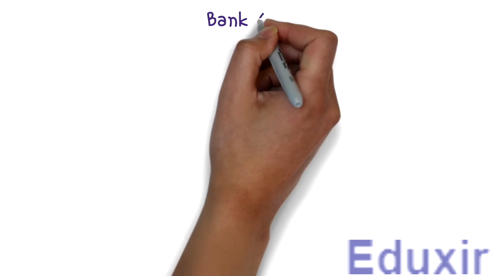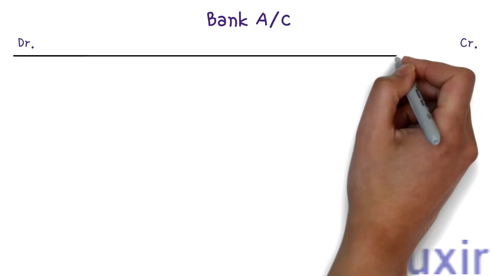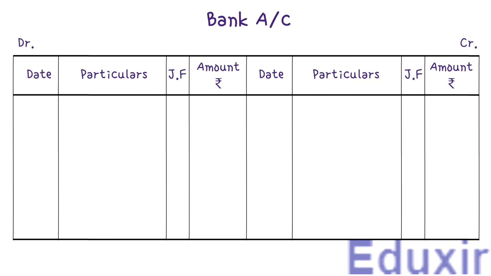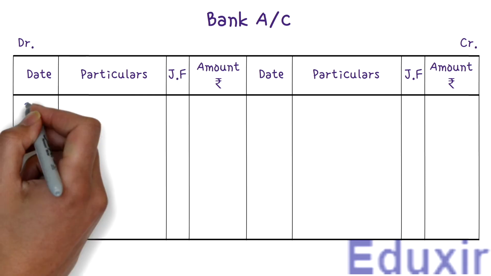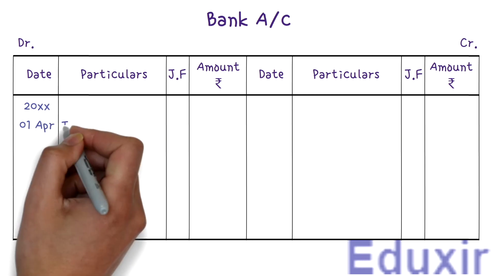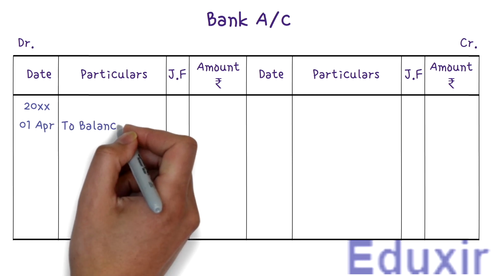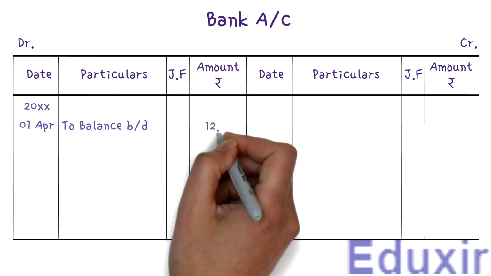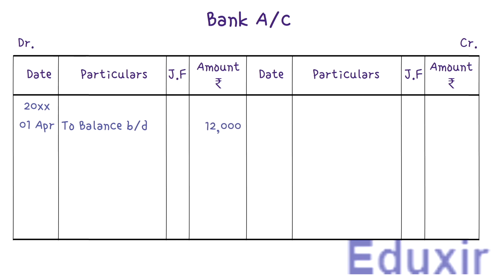Let us first write the title as bank account. Let us have the ledger account format with all the headers. As this is the first entry on the debit side, let us first write the year in the date column. Let us then write the date. We need to write balance brought down into the particulars column. Let us then write the debit amount of 12,000 rupees into the amount column. That completes the posting of this journal entry into the bank account.